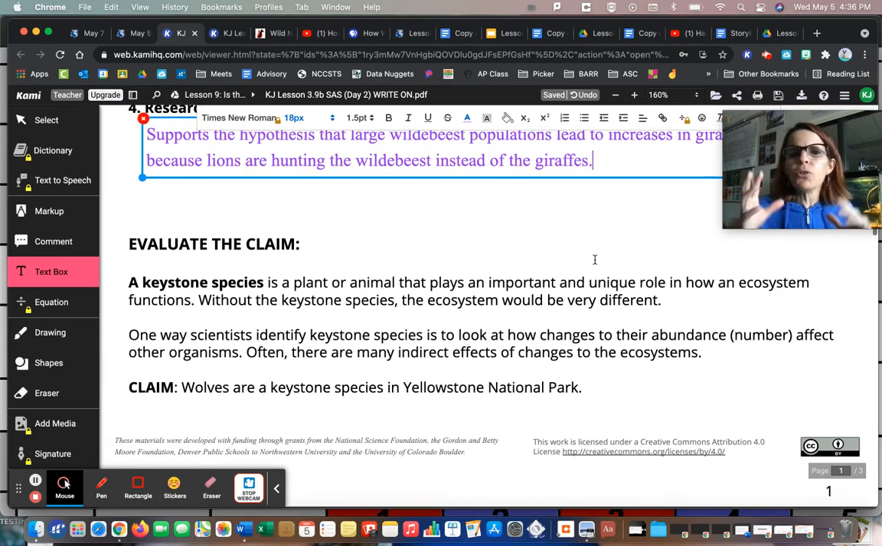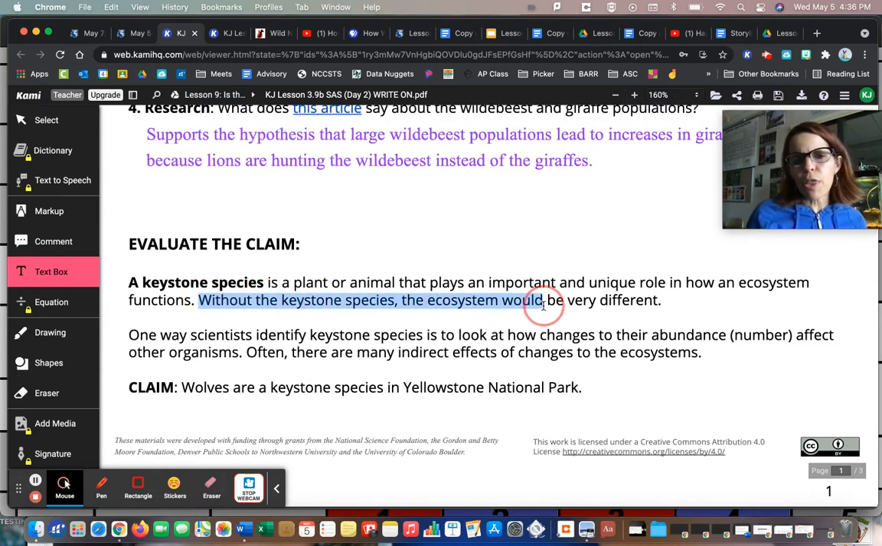Okay, so now we've got a new word that we're going to learn. It's called a keystone species. A keystone species is a plant or animal that plays an important and unique role in how an ecosystem functions. Think about the wildebeest for a second. Are they really important? Think about the things we're talking about: their impact on fire, on grasses, on trees, on giraffes, on buffalo. What other animals might they be impacting? Without the keystone species, as I'm reading here, the ecosystem would be very different. What if suddenly 1,500,000 wildebeest vanished?